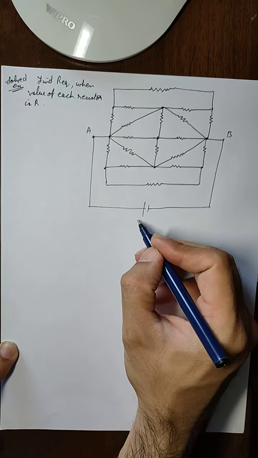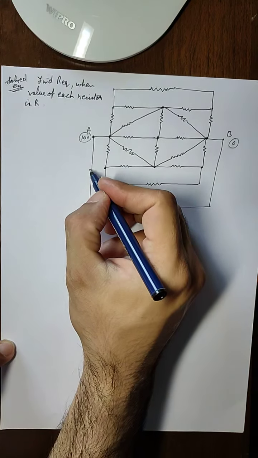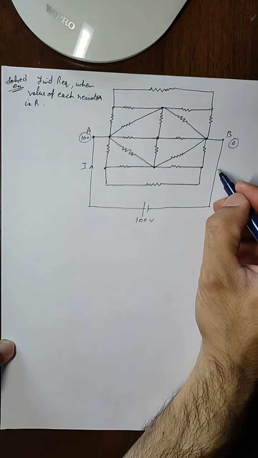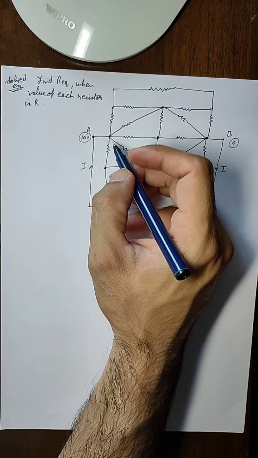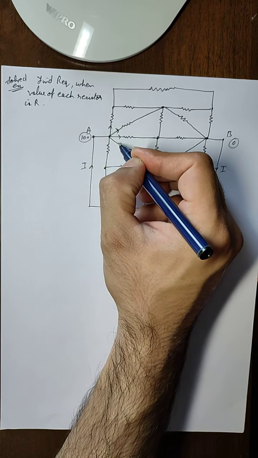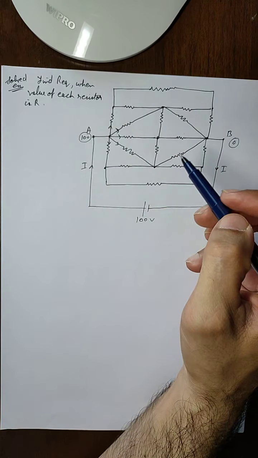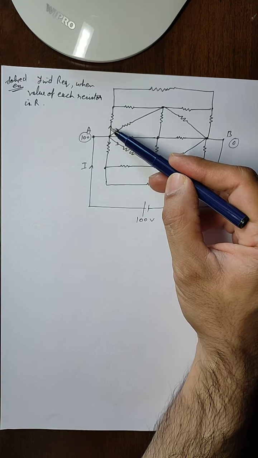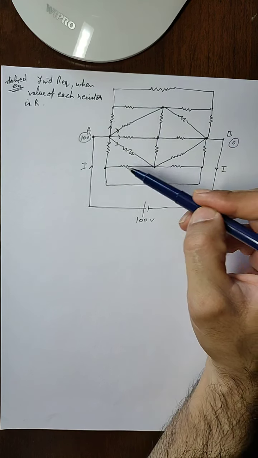with a battery of 100 volt, so that the potential here is 0 and the potential at this point is equal to 100. Let us say the current I is coming out of the battery, so this will also be I. Now at this point the current I is divided into 5 parts, 5 currents.